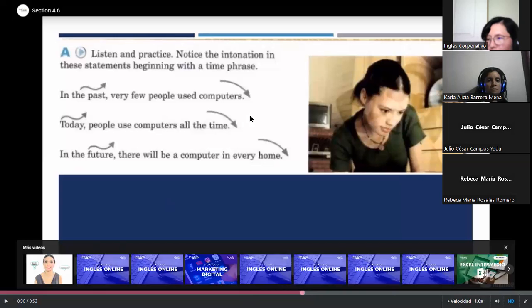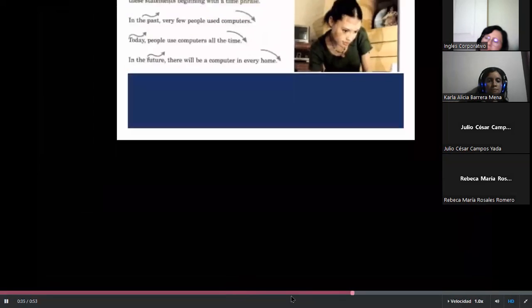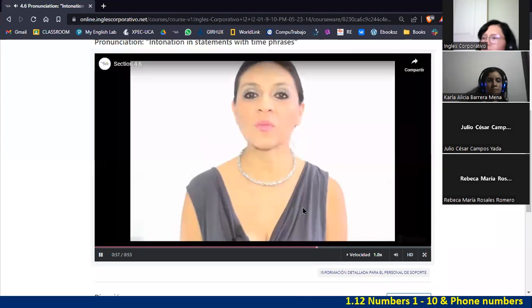Vamos a escuchar nuevamente. All the time. People used computers. Statements beginning with a time phrase. In the past, very few people used computers. Today, people use computers all the time. In the future, there will be a computer in every home. Very good. Can you now complete this?